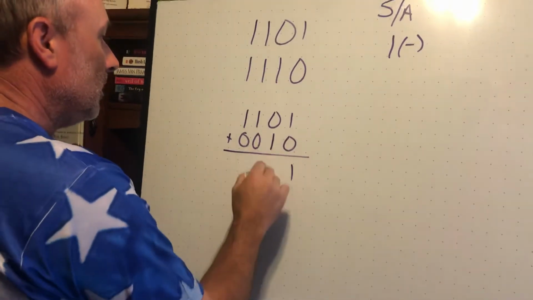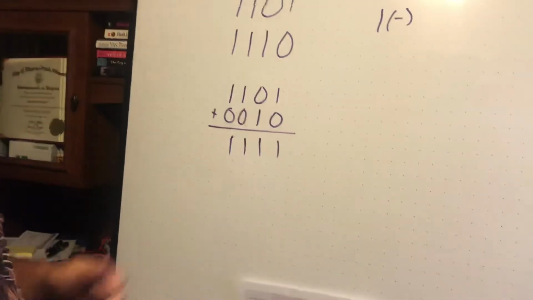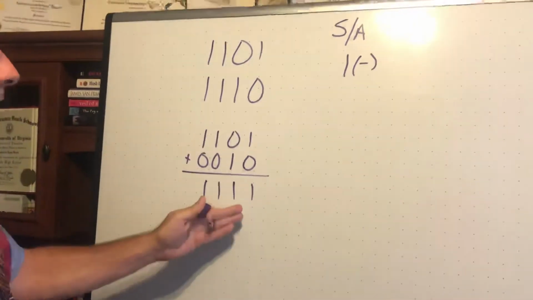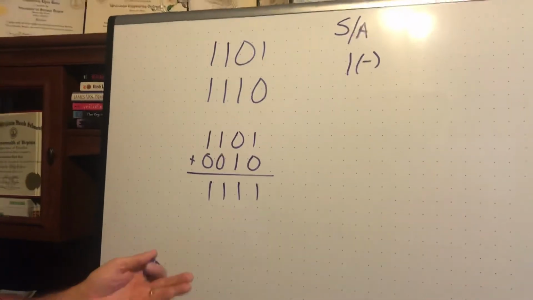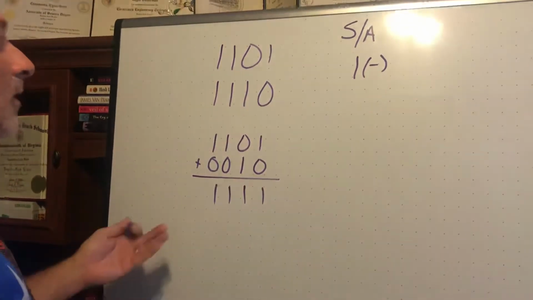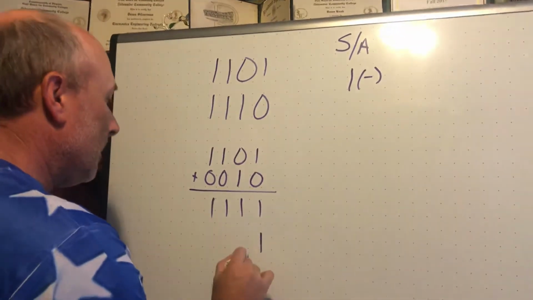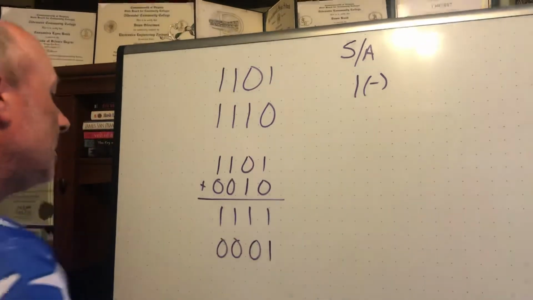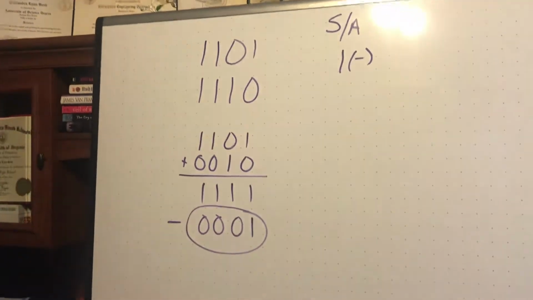1 and 0 is 1, 0 and 1 is 1, 1 and 0 is 1, 1 and 0 is 1. So I've got 1, 1, 1, 1. I didn't get a carry, which means my answer is negative. Well, if it's negative, I got to do what? I got to take the 2's complement of this number. So I keep the first one, change everything else. So this is my answer, and I know it's negative.